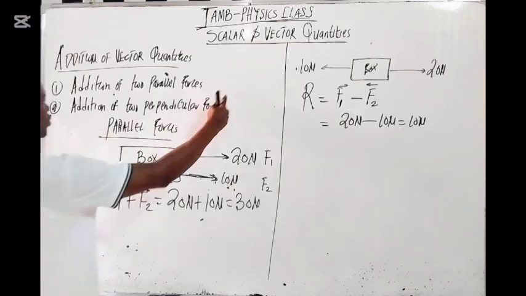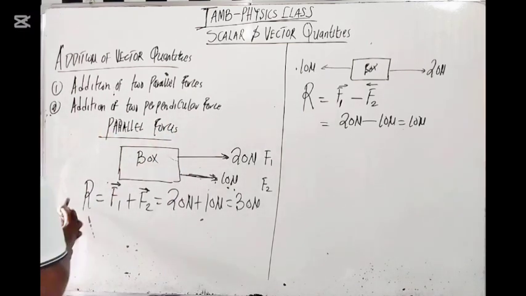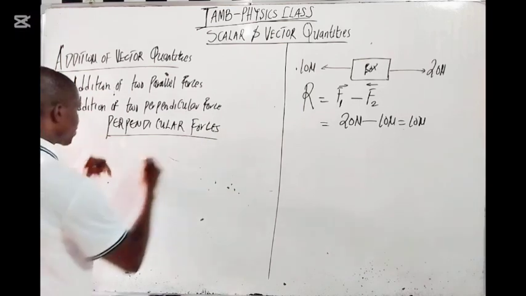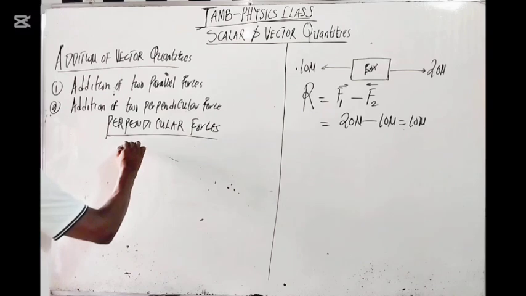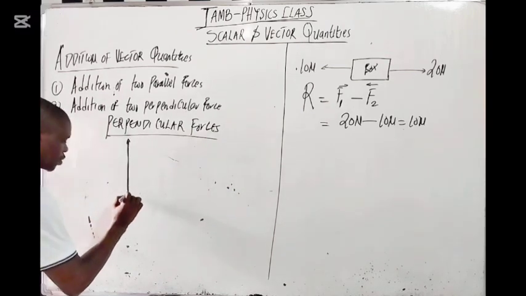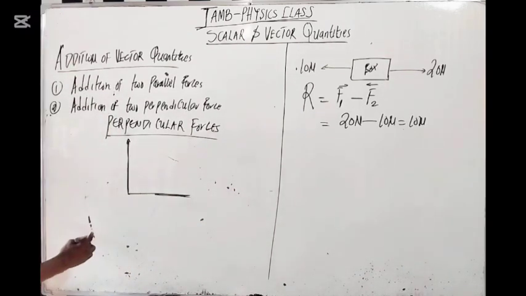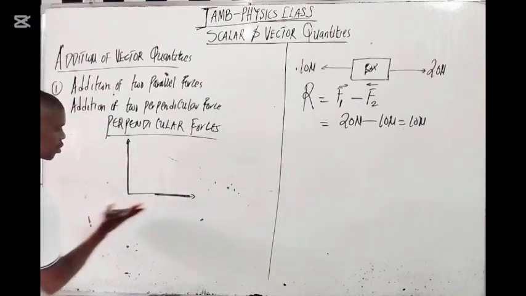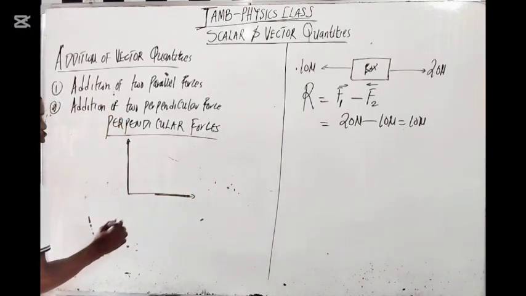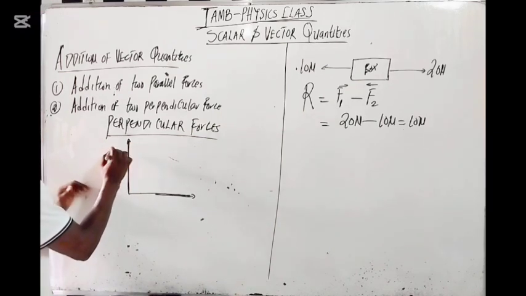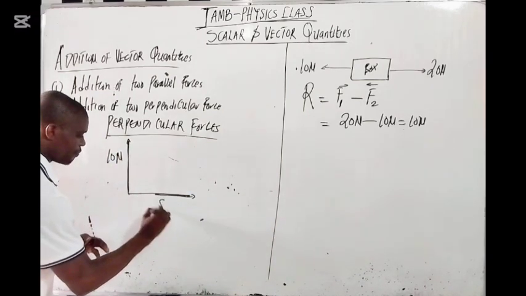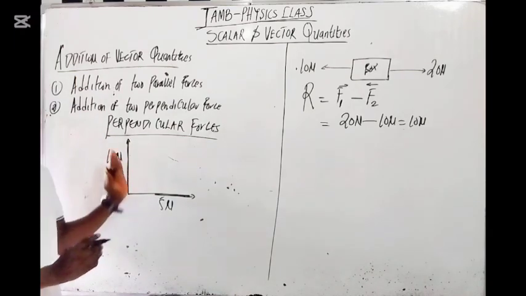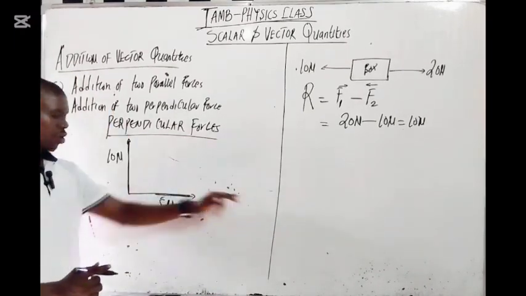Now, where I want to focus our attention is addition of two perpendicular forces. When we talk about perpendicular forces, they are acting at right angles to one another. So one is acting upwards, the other one is acting horizontally. So if the first force here is 10 Newton and the second force is 5 Newton, and they are acting perpendicularly, one upward, one horizontal.